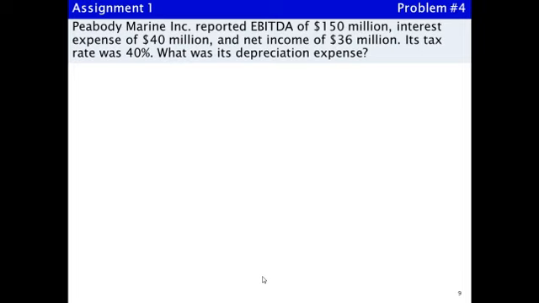Number 4. Peabody Marine Incorporated reported EBITDA, earnings before interest, taxes, depreciation, and amortization, of $150 million, interest expense of $40 million, and net income of $36 million. Its tax rate was 40%. What was its depreciation expense?